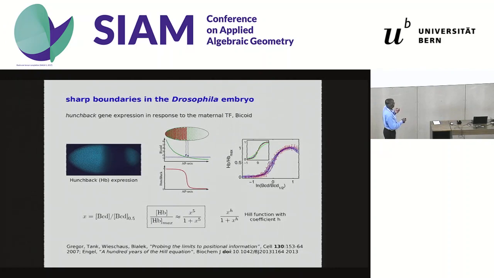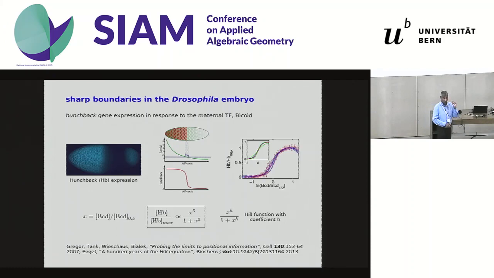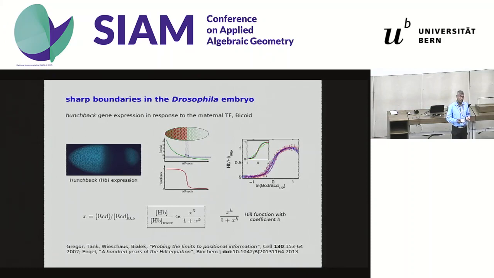What we think is happening is that there's a threshold: when the concentration drops below a certain point, it switches off hunchback. There's a very, very narrow window of bicoid concentration in which this happens. This is sharpness. How is it that a small change in the concentration of the transcription factor has a big impact on the output of the gene?